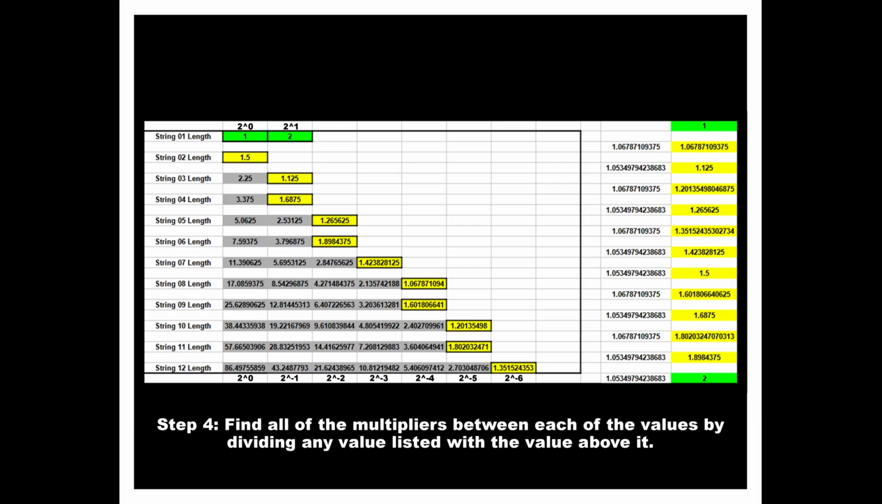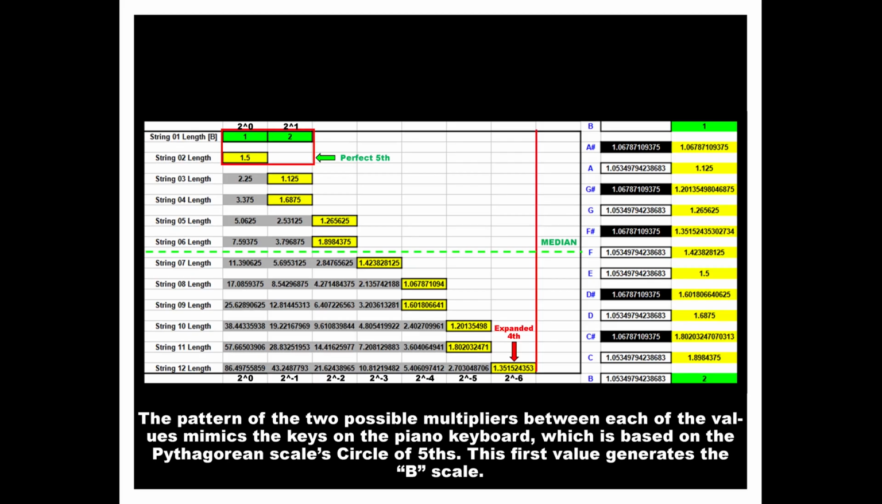So if we do that, we get some recursive multipliers there next to that column on the right. And we see there are only 2 recursive values that ever come up, and they come up in a very distinct pattern. And the pattern of the 2 possible multipliers between each of the values mimics the keys on the piano keyboard, which is based on the Pythagorean scale circle of fifths. The first value generates the B scale.